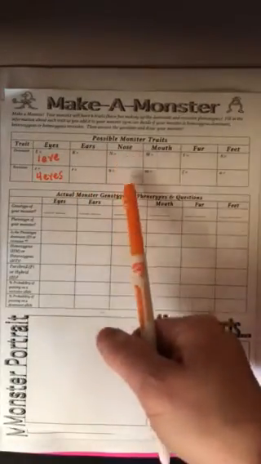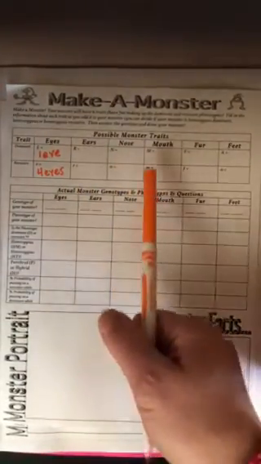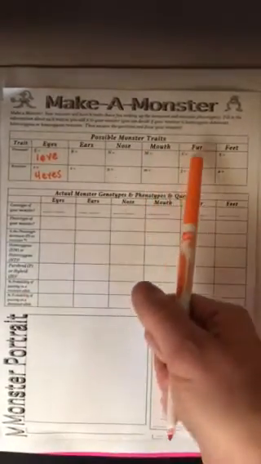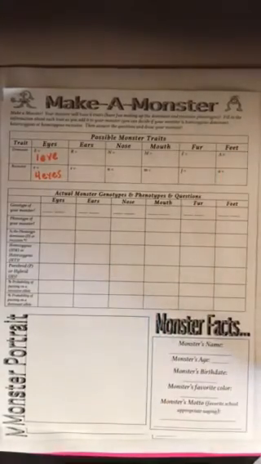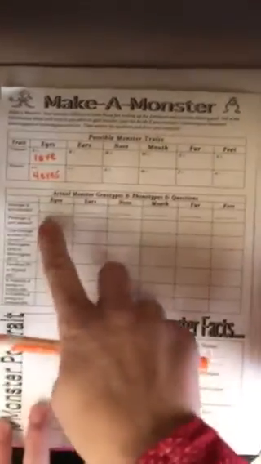You decide what your 2 possible nose phenotypes are. You decide what your 2 possible mouth phenotypes are, what your 2 possible fur phenotypes are, and what your 2 possible feet phenotypes are. So you have to get a little creative and think about what traits you want your monster to have. Then you get to decide their genotype.